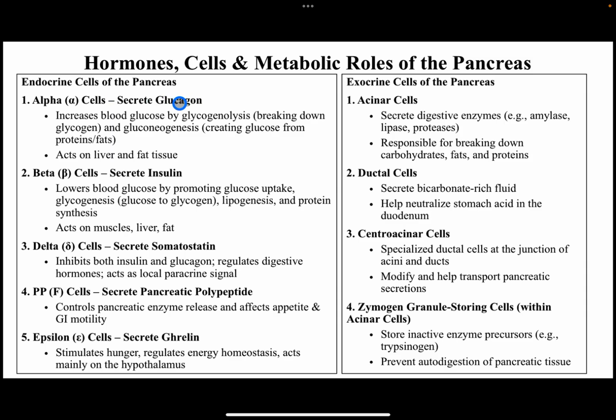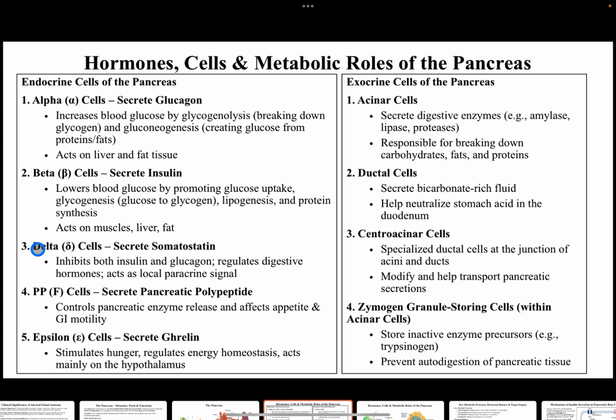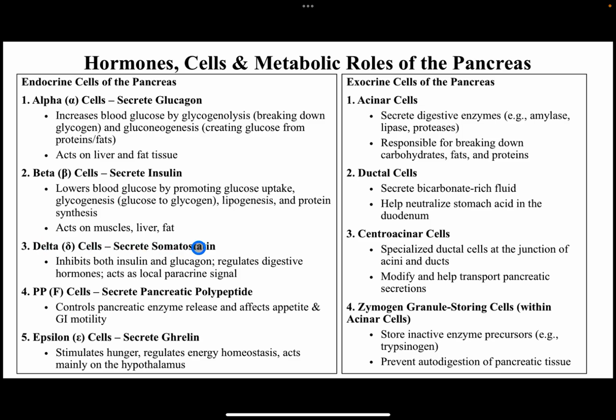The alpha cells secrete glucagon. The beta cells secrete insulin. The delta cells secrete somatostatin. The PP or F cells secrete pancreatic polypeptide. And then the epsilon cells secrete ghrelin.